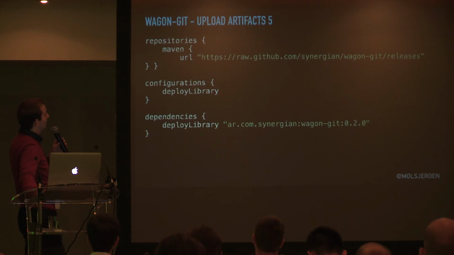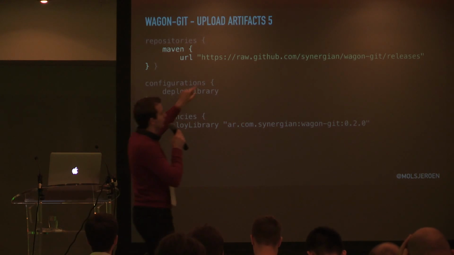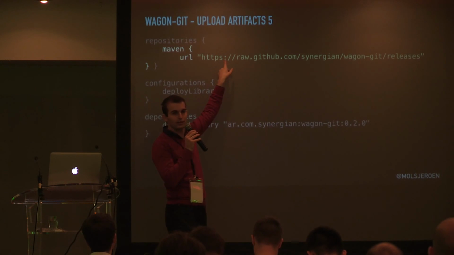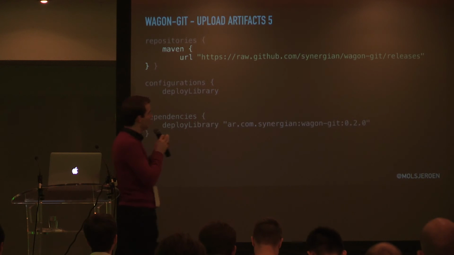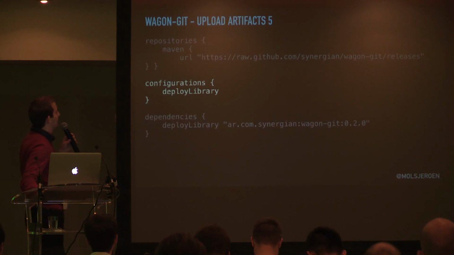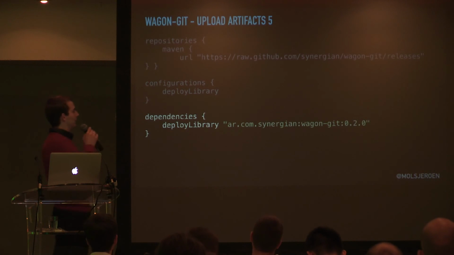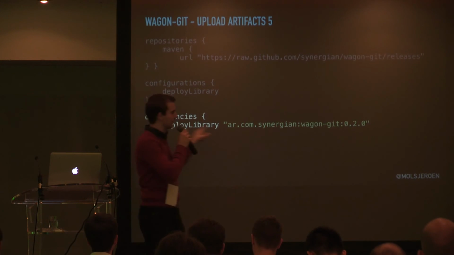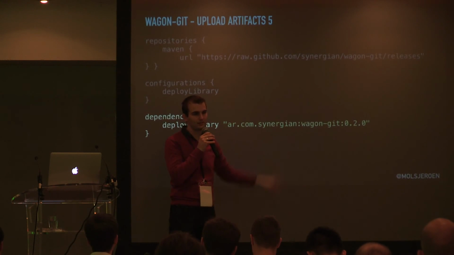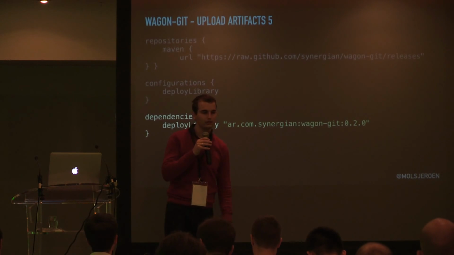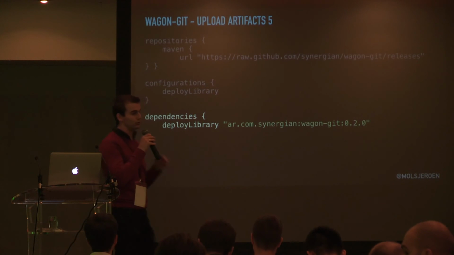Okay, so then the final thing we need to do is make sure we tell Gradle where the Git wagon plugin is. So we add the Maven dependency where you can find it. And then here comes the magic with a custom configuration. We make a custom configuration and then we can say, for this configuration, use this dependency. Because this is not a compiled dependency. It's not something we want to include in our actual artifact. It's just something we want to use to do the upload.